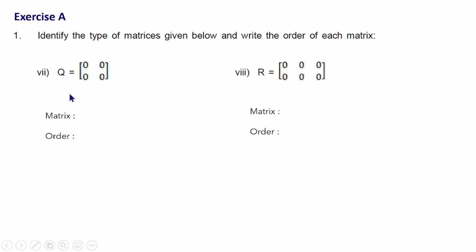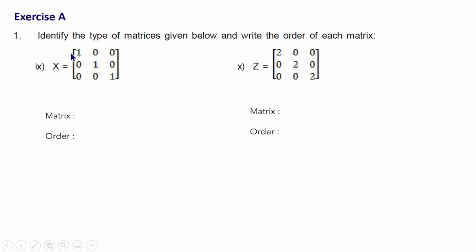The next question, Q is equal to 0, 0, 0, 0. Here we can see that all the entries are 0, so it is a 0 matrix and the order is 2 by 2. Again here R is equal to 0, 0, 0, 0, 0, 0. Here again all the entries are 0, so it is a 0 matrix, but here it has got 2 rows and 3 columns. So the order is 2 by 3.